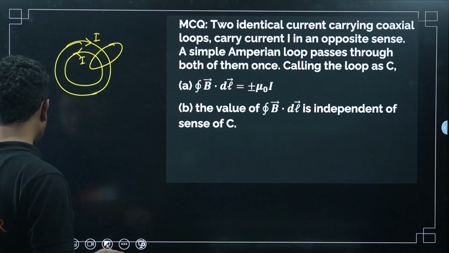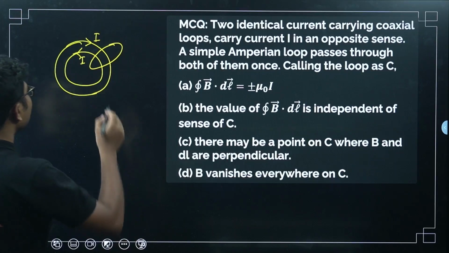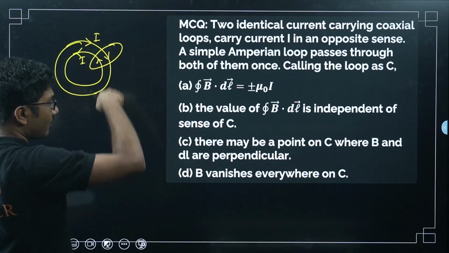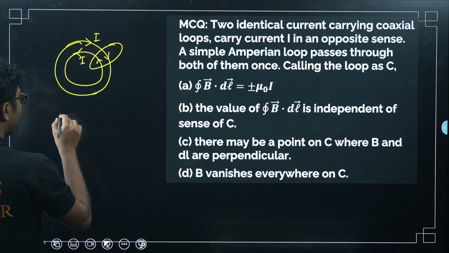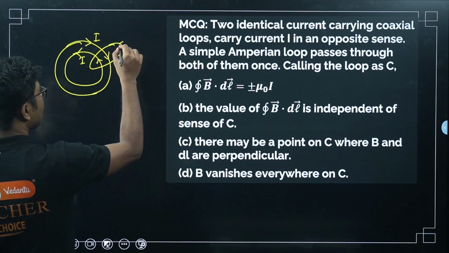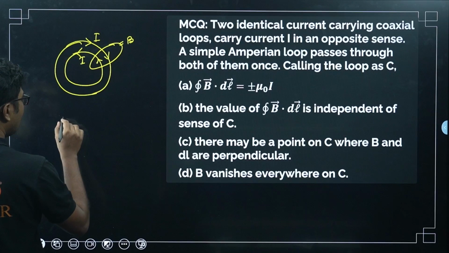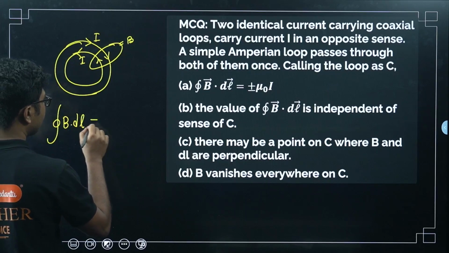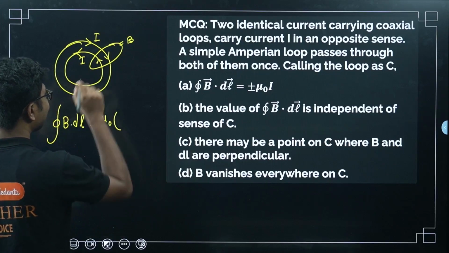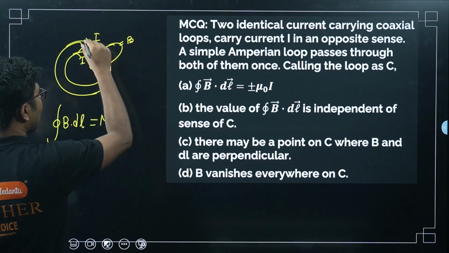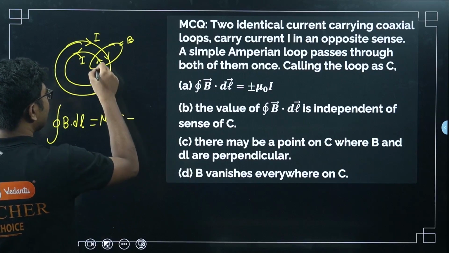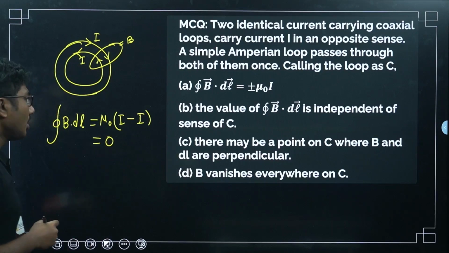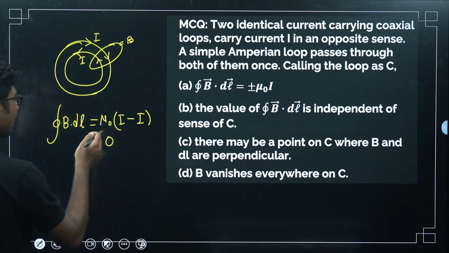Now what is the magnetic field? They have given some options, so let us first apply Ampere's law. In this case current is in this direction, and in the other loop it is in the opposite direction. Ampere's law says that at any point, the closed integral of B dot dl should be equal to mu naught times the current enclosed. What is the current enclosed in this case? Suppose this is positive I, then this should be negative I, because it is in the opposite direction. So the total current enclosed should be 0.